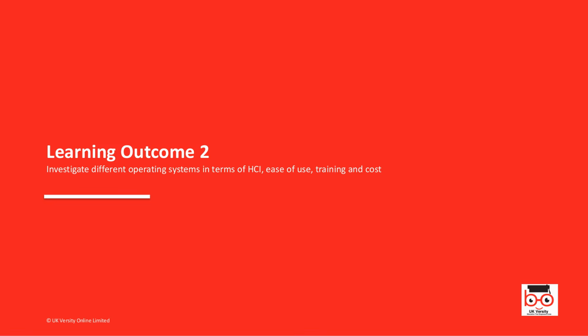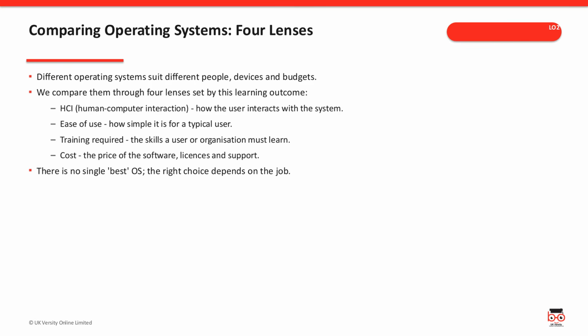Welcome back. In this outcome, we're going to compare operating systems fairly, weighing them up through four practical lenses: how you interact with them, how easy they are to use, the training they demand, and of course, what they cost. Different operating systems suit different people, devices, and budgets, so how do we compare them sensibly? This outcome sets out four lenses.